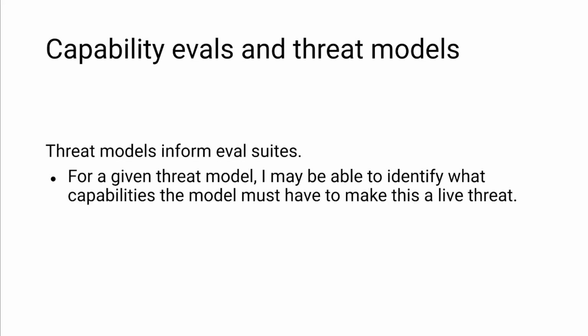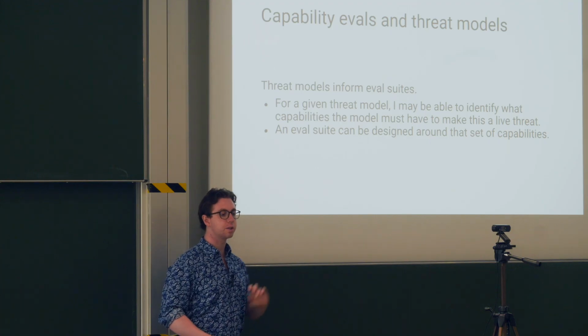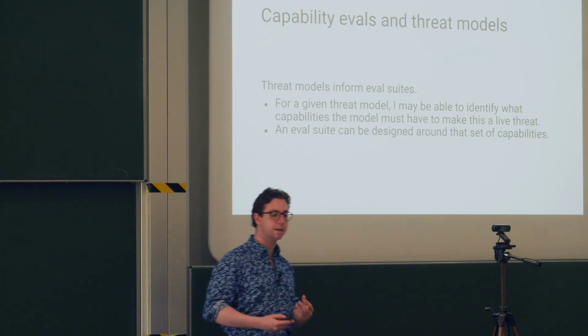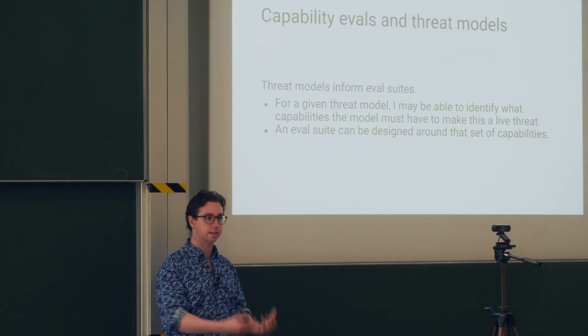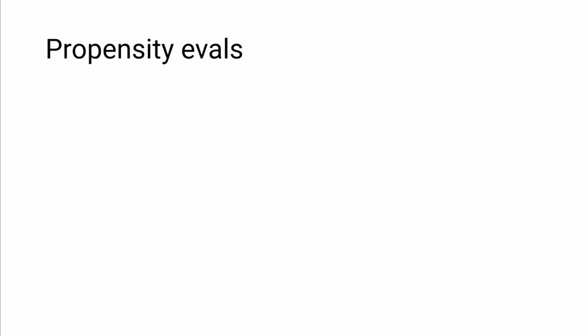So what would the model have to be able to do in order for this threat to be live? And then what we can do is, once we've identified all of these component capabilities, we can design an evaluation suite that aims to measure each one of these different capabilities to see how far the model is from being end-to-end able to perform all of these actions in sequence that would be necessary for that threat to be live. Right? So we're going to revisit this later quite heavily. But yeah, the basic concept is, once I have a threat model in mind, I can design a capability evaluation to address that specific threat model.